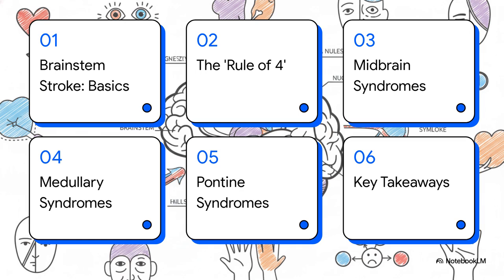So here's our game plan. We're going to start with the basics. What makes a brainstem stroke unique? Then we'll introduce a really powerful mnemonic, the rule of 4. From there, we'll take a systematic journey, level by level, through the midbrain, the medulla, and the pons, before we wrap it all up with the most important clinical takeaways.